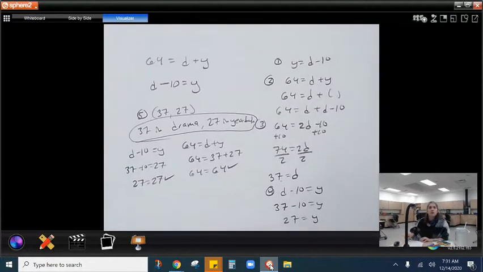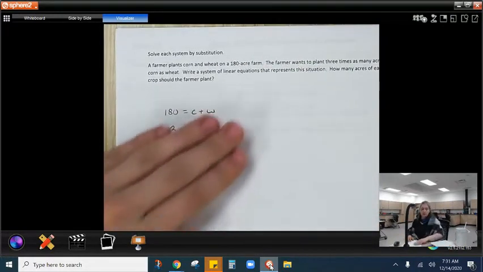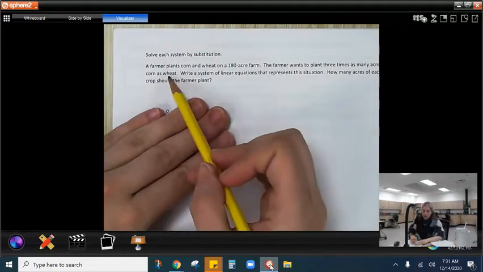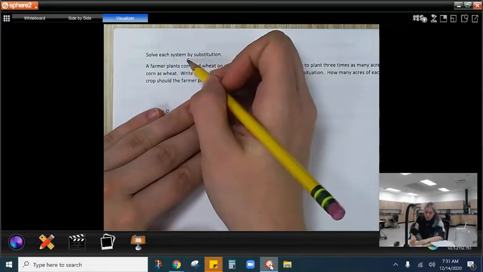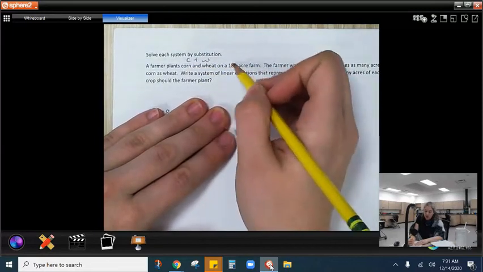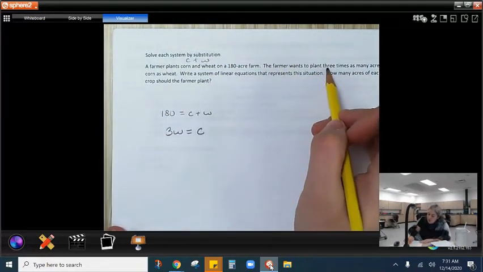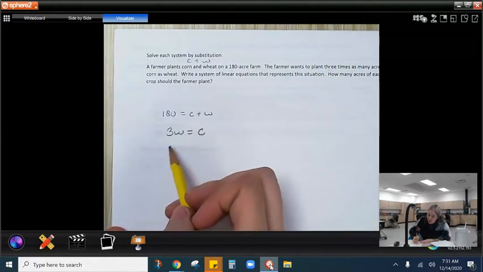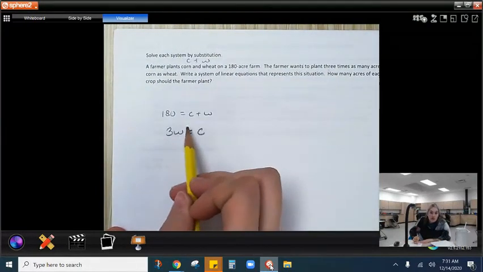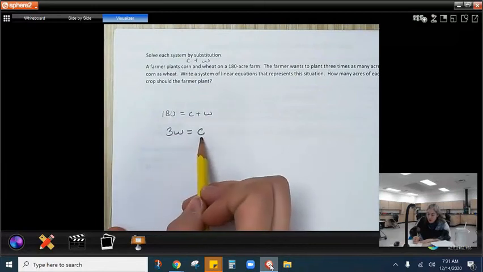But there is another word problem, all right, and this one says a farmer plants corn and wheat, so corn and wheat in a 180-acre farm. So that's this guy. The farmer wants to plant 3 times as many acres of corn as wheat. So that means I have to take my wheat and times it by 3 to get the corn.